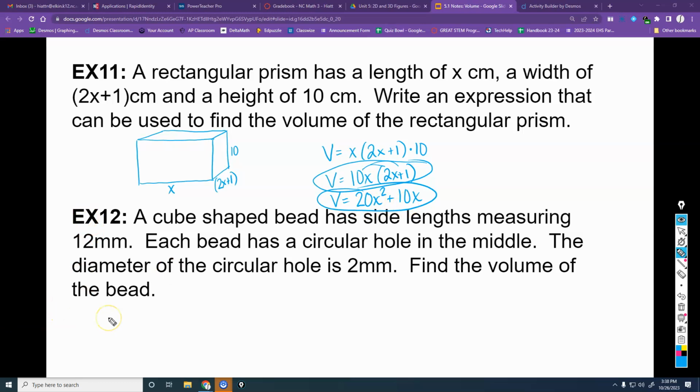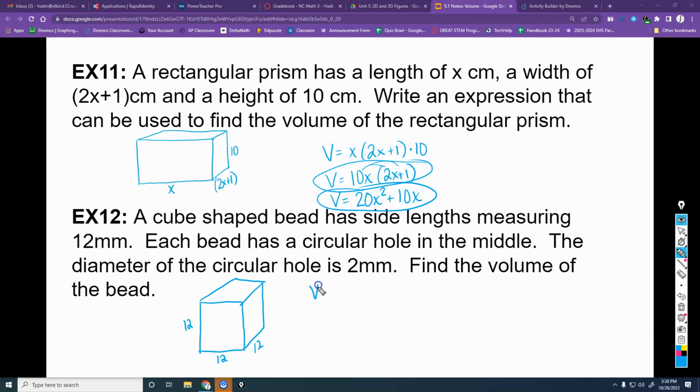Our last problem here, we have a cube-shaped bead. It has side lengths measuring 12 millimeters. Each bead has a circular hole in the middle. The diameter of the circular hole is 2 millimeters. Find the volume of the bead. So for this, we're starting with a cube, and each side of this cubic bead is 12. So this side is 12, this side is 12, this side right here is 12.